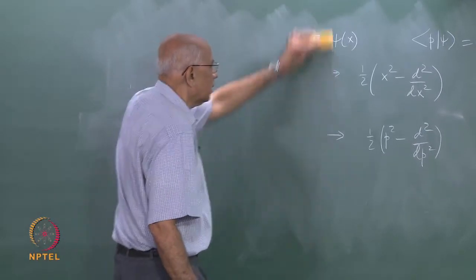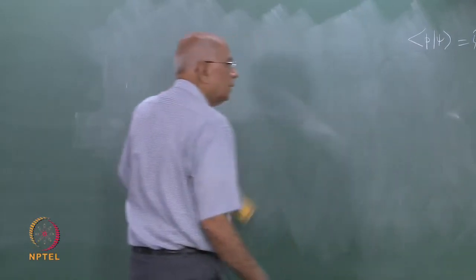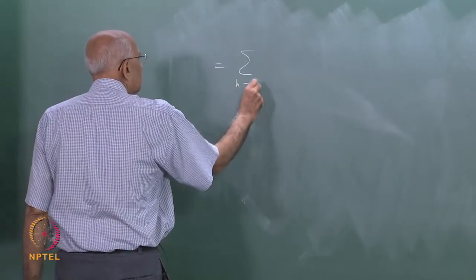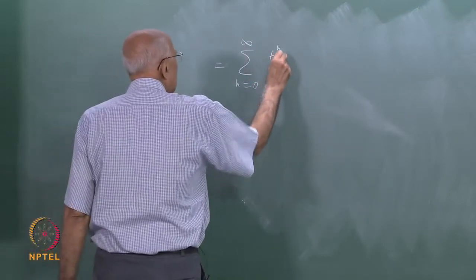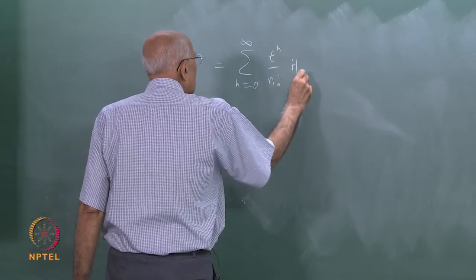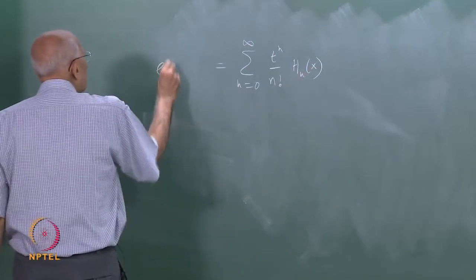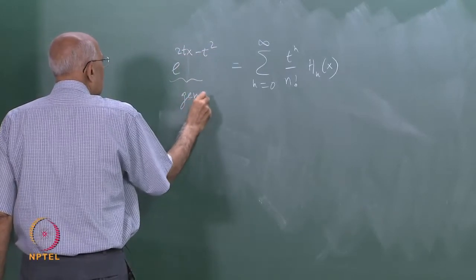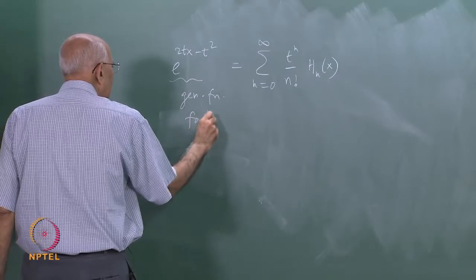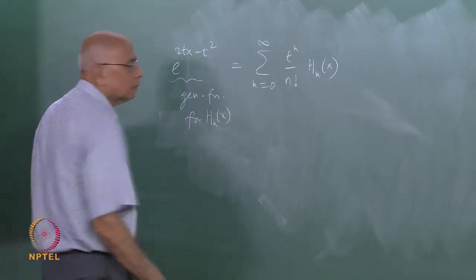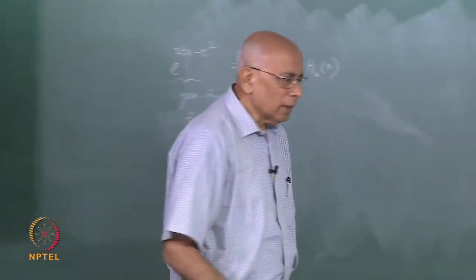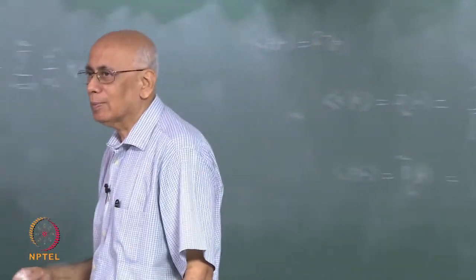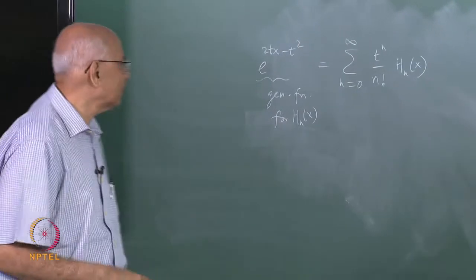Let us use our famous generating function. We need a generating function for the Hermite polynomials: the sum of t to the n over n factorial Hn of x is given by e to the power 2tx minus t squared. This is the generating function. I do not remember the differential equations or all the normalization factors, but I remember all the generating functions, because from that you can always derive everything else.